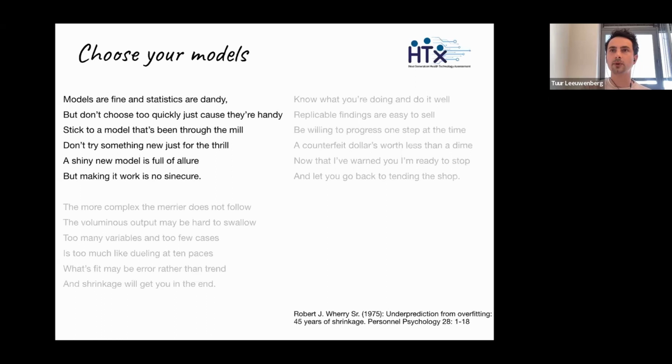So there's a small poem about this point in particular. It's "Choose Your Models" from Robert G. Worry. Models are fine and statistics are dandy, but don't choose too quickly just because they're handy. Stick to a model that's been through the mill. Don't try something new just for the thrill. A shiny new model is full of allure, but making it work is no sinecure. So this is just to really stress this point again, to try to suppress this reflex to start model development immediately.